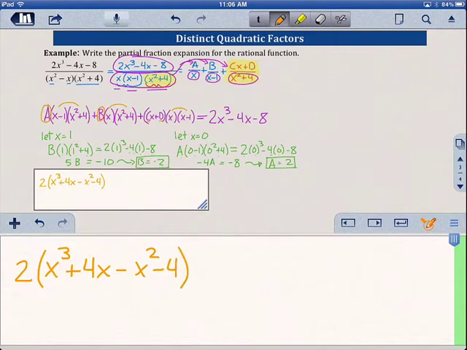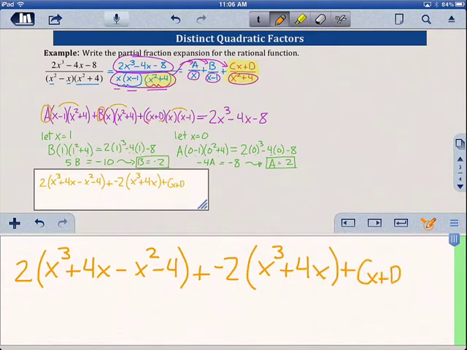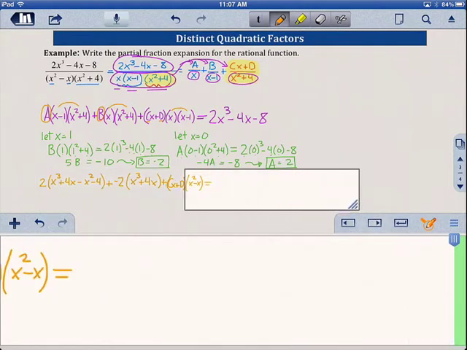And then b is negative 2, so plus negative 2 times, well, x distributed into x squared plus 4 is going to be x cubed plus 4x, and then plus cx plus d times, well, x distributed into x minus 1 is going to be x squared minus x. And of course, this is still equal to 2x cubed minus 4x minus 8.